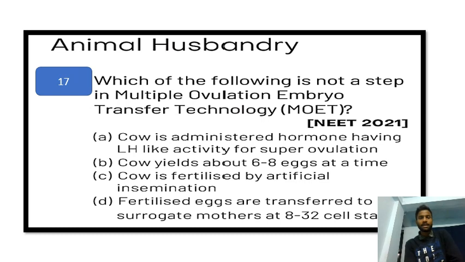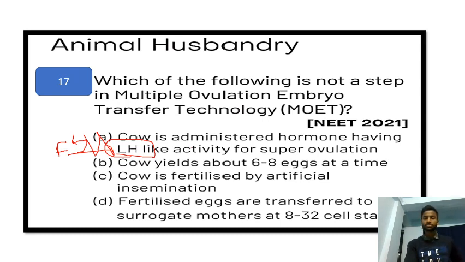This is a question of animal husbandry. Which of the following is not a step in multiple ovulation embryo transfer technology, MOET? The cow is administered a hormone having LH-like activity for superovulation. Here it is not LH. We provide follicle stimulating hormone, FSH. So the first answer is wrong.